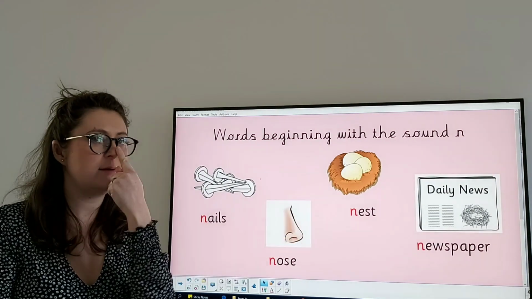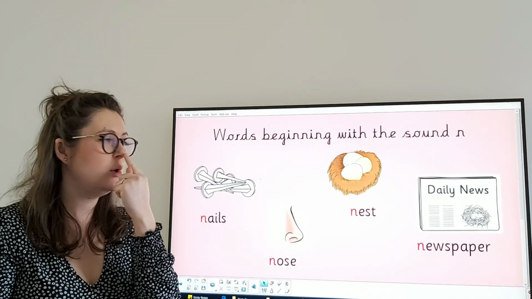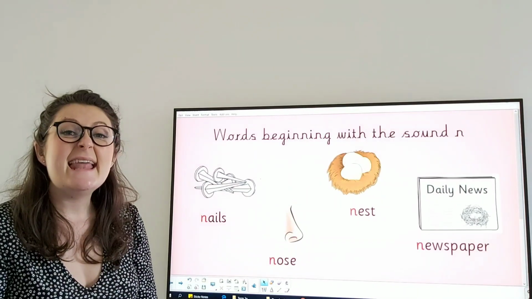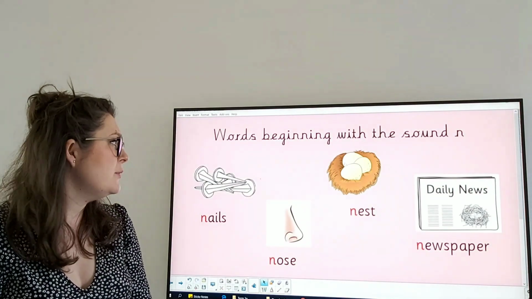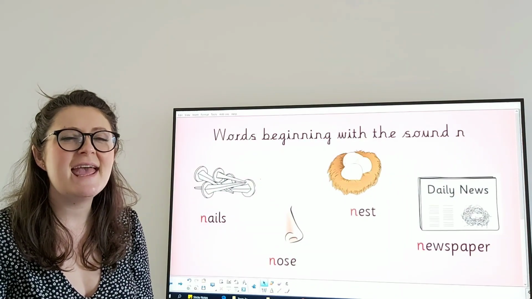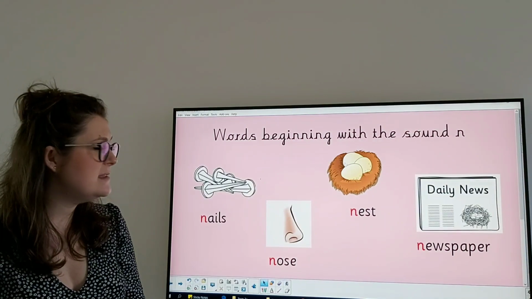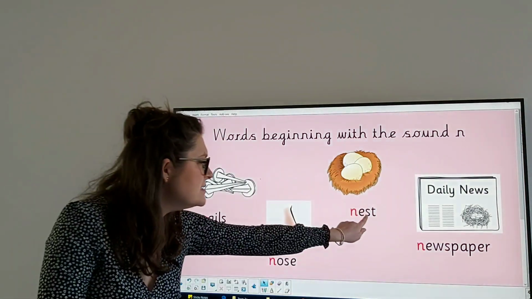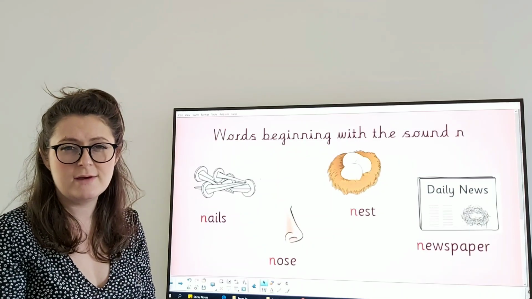And we've already talked about our nose, haven't we? Our nose. Oh, what's this a picture of? A nest, where birds might put their eggs in the trees. Nest, nest. And there's some other sounds in that word that we've learned. Nest. We've learnt the st sounds, haven't we already?